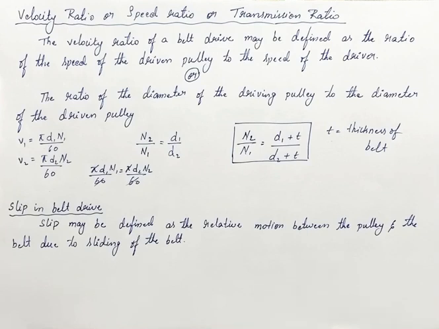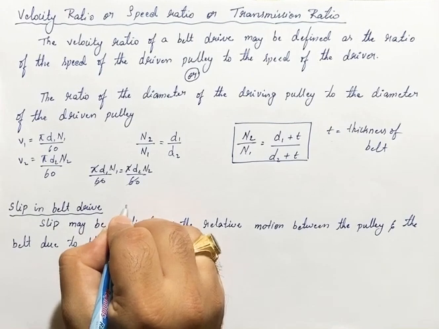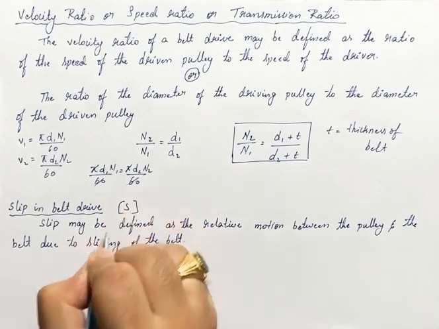In second case, the difference between the tension in tight side and slack side is very large. If the difference in tension is very large, also slip occurs. In third case, the coefficient of friction between the belt and pulley decreases due to the stretching. That is one of the cases here. Now how does this affect? Let us write slip is represented by capital letter S.